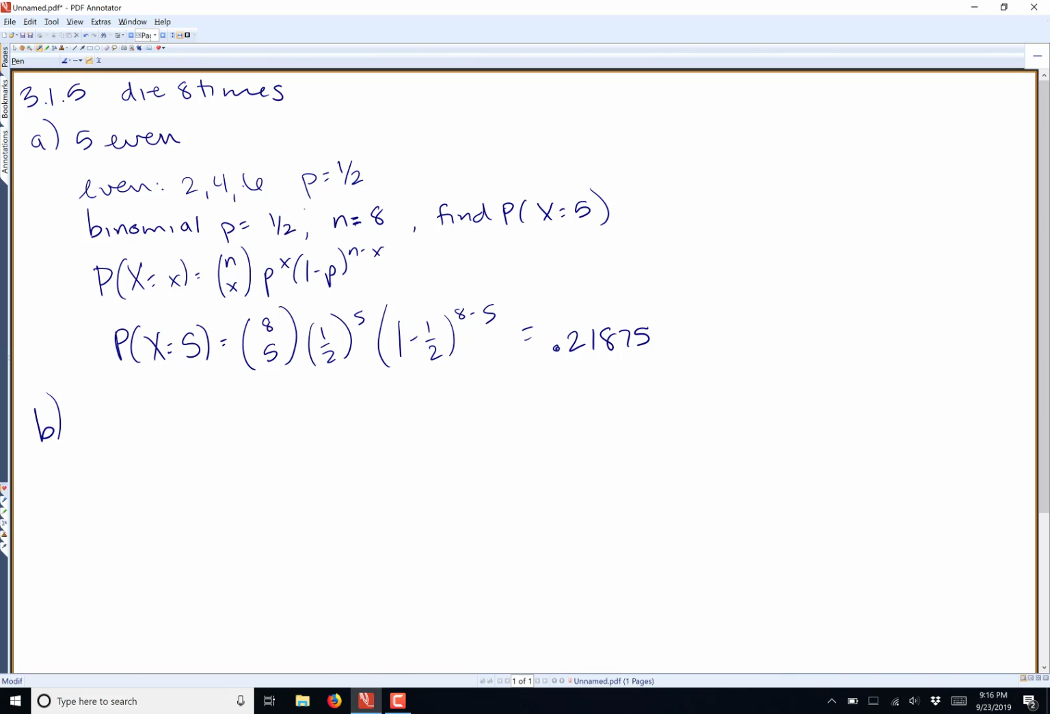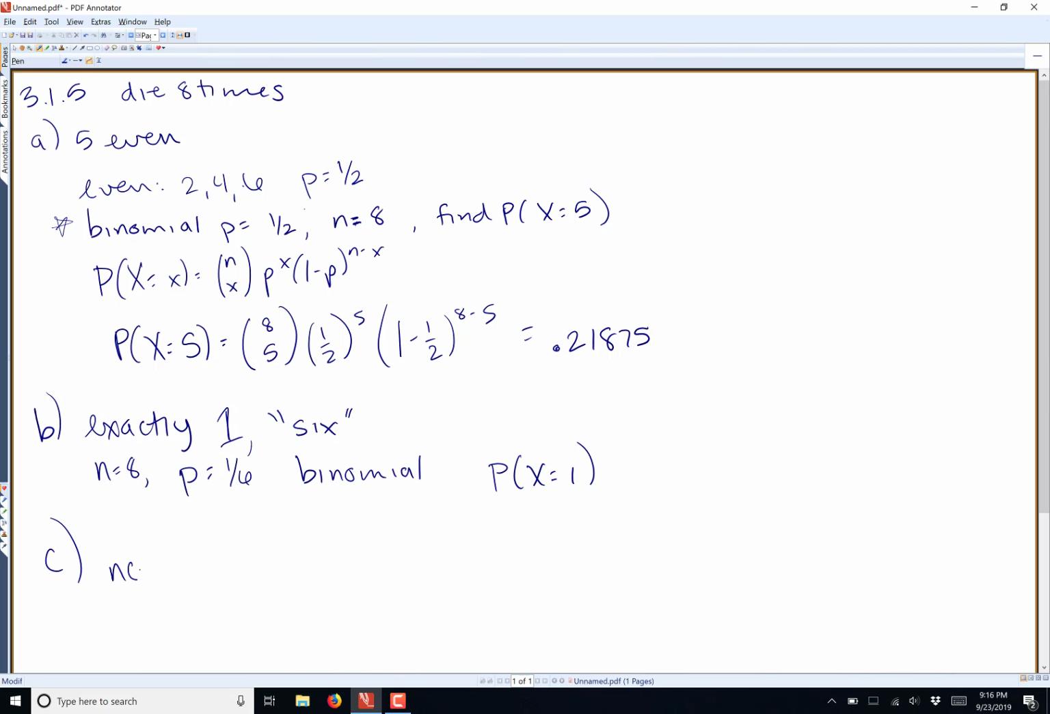So like part B says exactly 1 six. Okay, now each of these is going to be a new setup for the binomial distribution because we're looking for new things. So we want to get exactly one 6. Well, again, we know we're doing it 8 times. Each die roll should be independent. What's the probability of getting a 6? Well, to get a 6, that would be 1 out of 6. So we know it's binomial, we know n, we know p. All we have to do is plug it in. We're looking for the probability that x equals 1. So you can do that one.